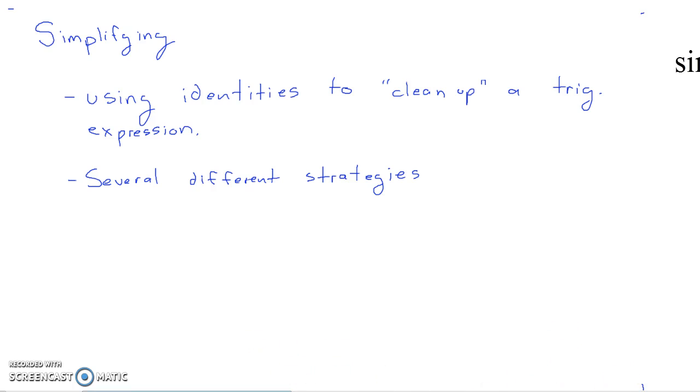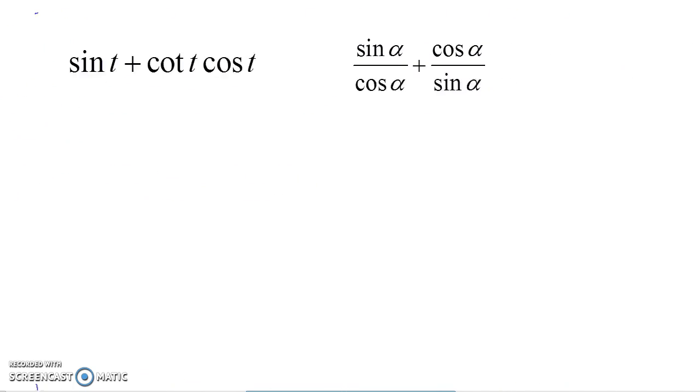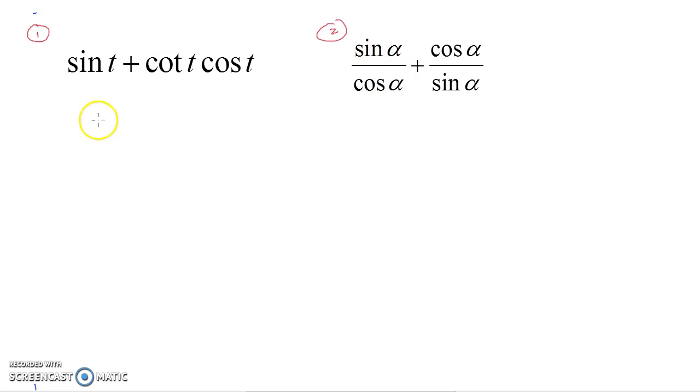Now, simplifying expressions is a little bit tricky. There are several different strategies you could use, but the idea of simplifying is trying to clean up the problem. So let's look at some simplifying examples here. I have 2 examples here. Here's the first one, and then here's the second one. Now with this second one, I'm going to use the first strategy. The first strategy you should always use is to turn everything into sines and cosines, because that's going to make things a little bit easier to see.